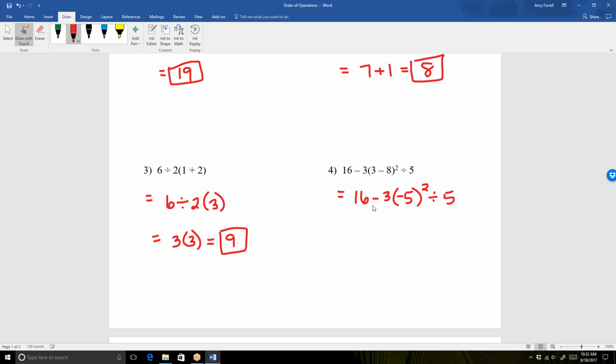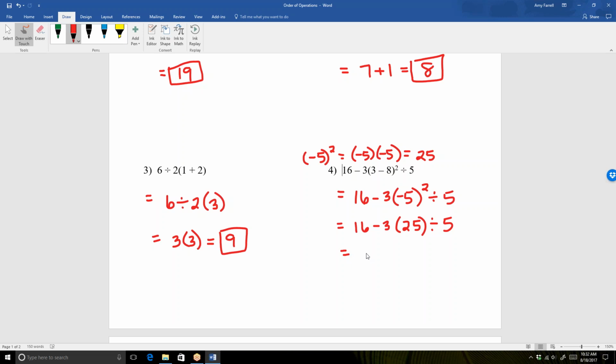So I went ahead and started with the parentheses. I have an exponent here. So exponents come after parentheses. So the next thing that I need to do is evaluate my exponent. When you square negative 5, you get 25. It's not negative. Squaring negative 5 is the same thing as taking negative 5 times negative 5, which is a positive 25. So I get positive 25 there.